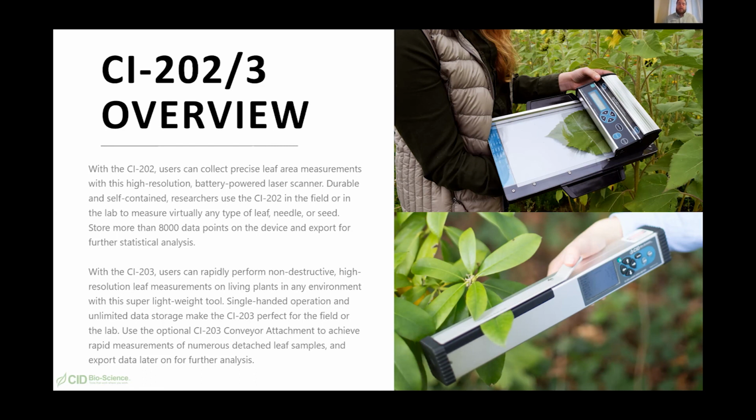For both of these instruments, that width does get wider, as I mentioned, for the 203 if you get the conveyor attachment, but still in general, you will always be able to observe a difference in shape of the leaves when using these instruments. So yeah.